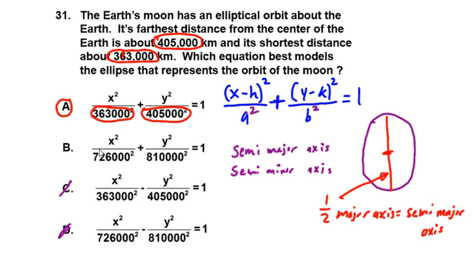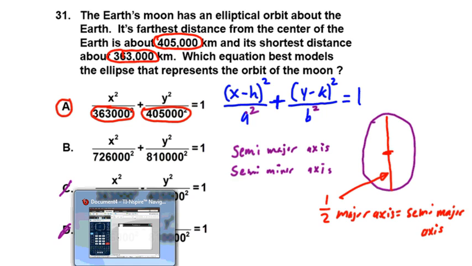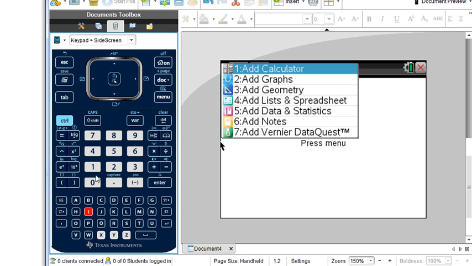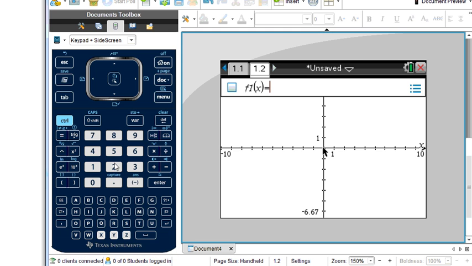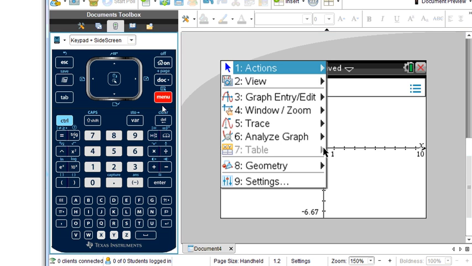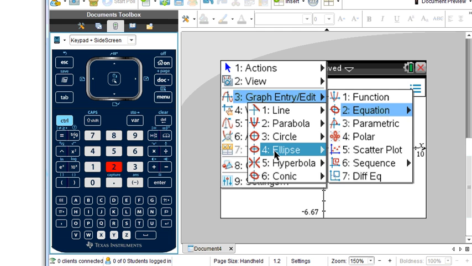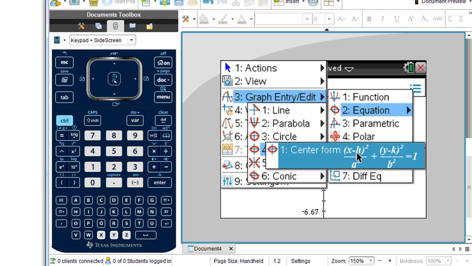So really, that's all there is to it. In the calculator, there's some confirmation. If you go to graph, you go to Control I, and we go to add graph. We can go to menu, graph entry, and then equation 2, and we can get to ellipse. And then we have the form here. Remember what I told you about the x minus h quantity squared over a squared? See, it's all here. So there's an index that can kind of help you with that.